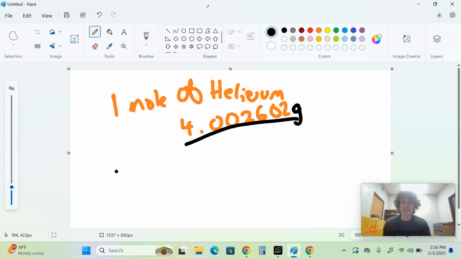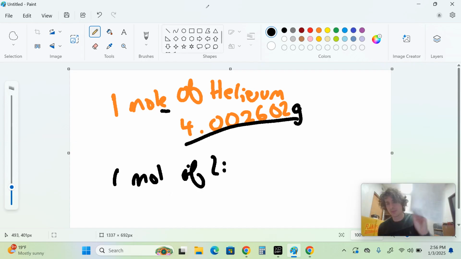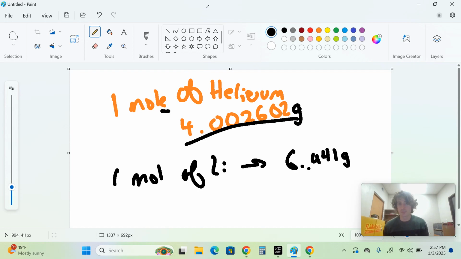What about, let's say, the next element would be lithium, right? So 1 mole of lithium. By the way, mol is the abbreviation we use for mole because in chemistry, writing 4 letters is just too much work. So we do 3 letters. 1 mole of lithium, of Li, is going to be approximately 7. It's like 6.9 something. Let's see. 6.941 grams.